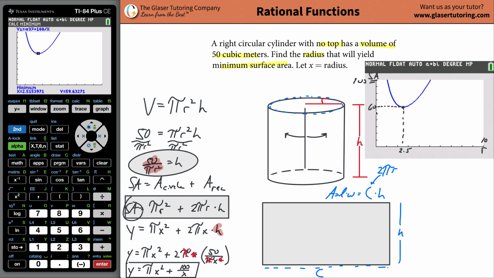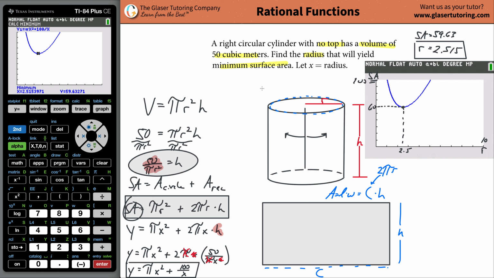Okay, so this really isn't 60. The minimum surface area, as we just found, is going to be 59.63. And the radius that gives the minimum surface area is going to be 2.515. I'll leave it at that. And guess what, ladies and gentlemen? That's it. It wanted us to find the radius that will yield the minimum, or lowest, surface area. The lowest surface area is 59 point whatever. What radius gives that to us?